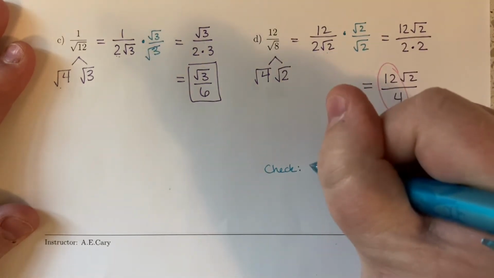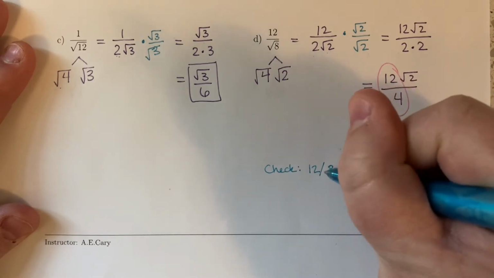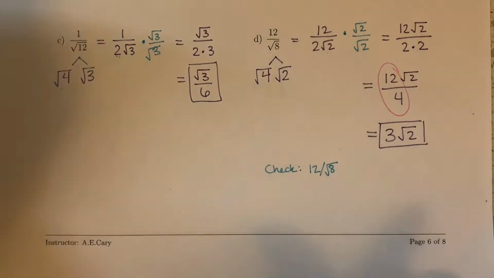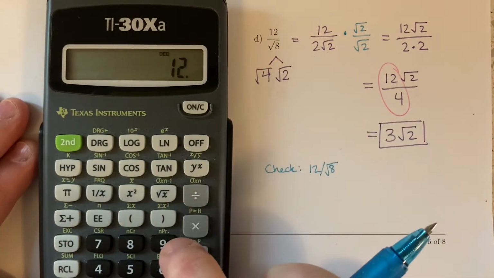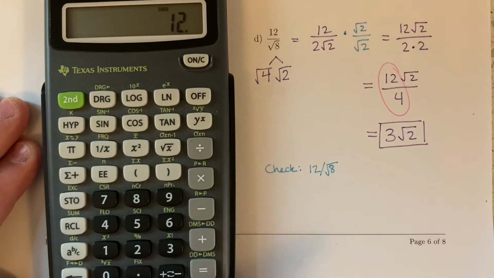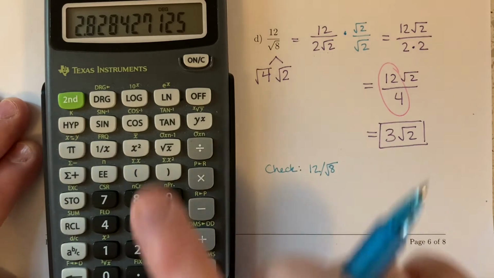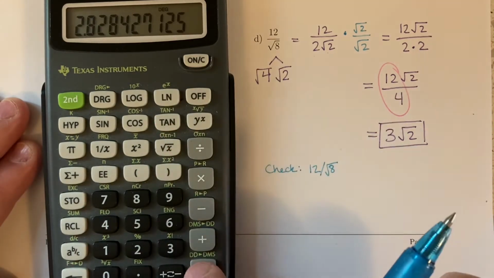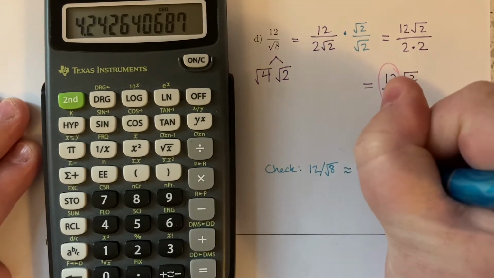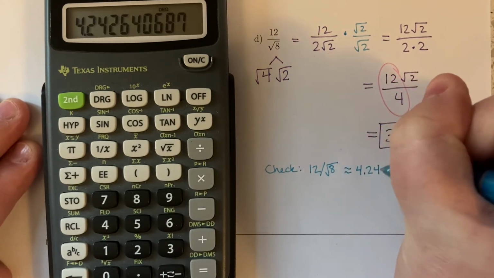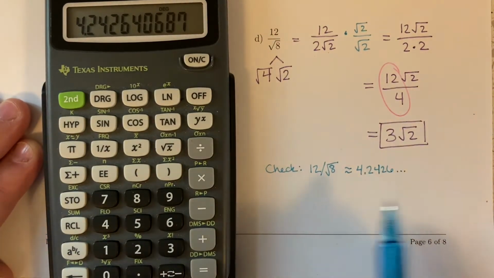But let's just try 12 divided by the square root of 8 on the calculator. So I'm going to just type 12 divided by, and on this calculator, just like a phone calculator, you have to type 8 and then the square root key. So that's the square root of 8. I type the 12 divided by, so now if I press equal, we get that it's approximately 4.2426. It's an irrational number, so it's not going to have a nice decimal.